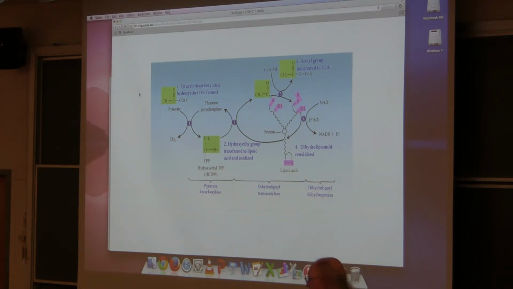And where do those electrons come from? They came from the 2-carbon piece. Okay? Once this has happened, the 2-carbon piece says, okay, you're no longer reactive. I'm going to pass you off to coenzyme A, and we've made our acetyl-CoA.